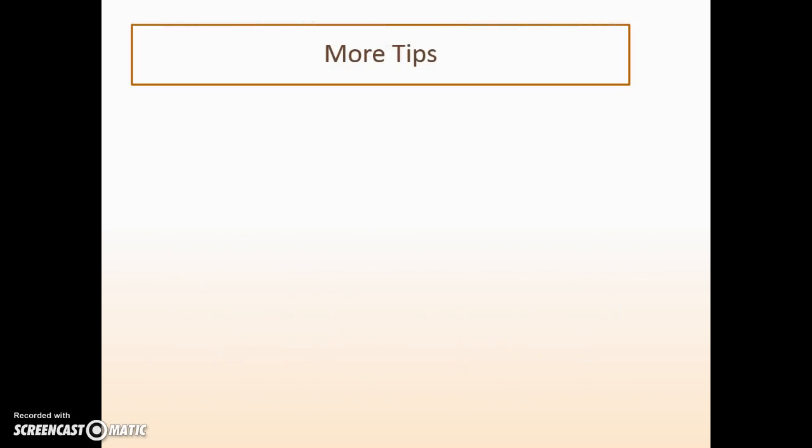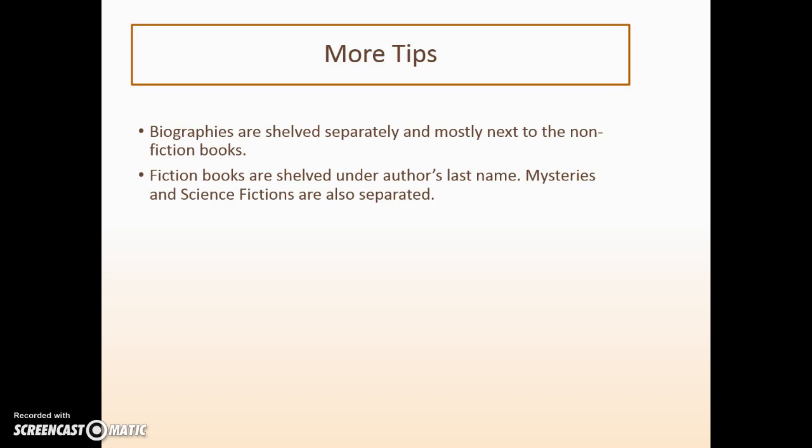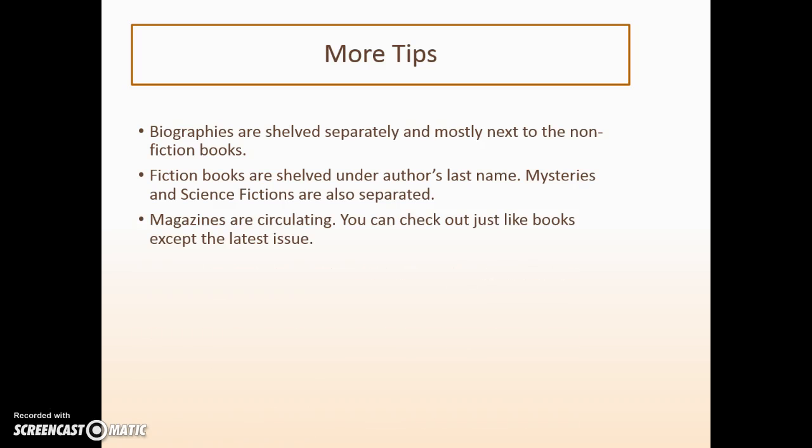More tips to find the item. Biographies are shelved separately and mostly next to the nonfiction books. Fiction books are shelved under author's last name. Mysteries and science fictions are also separated. Magazines are circulating. You can check out just like books, except the latest issue. DVDs have a shorter loan period than books, which is 2 weeks.